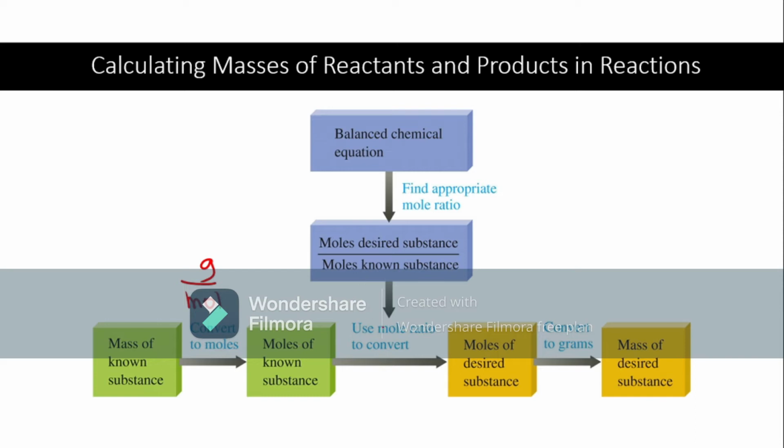Then we will use the mole ratio, moles of desired substance over moles of known substance. So manggagaling siya sa balanced chemical equation. Then once na gumamit tayo ng mole ratio, automatic magkakaroon tayo ng moles ng desired substance, yung hinahanap natin. Then, if I want to convert the moles papuntang grams, gagamit ulit ako ng gram per mole or molar mass ng substance na hinahanap natin.